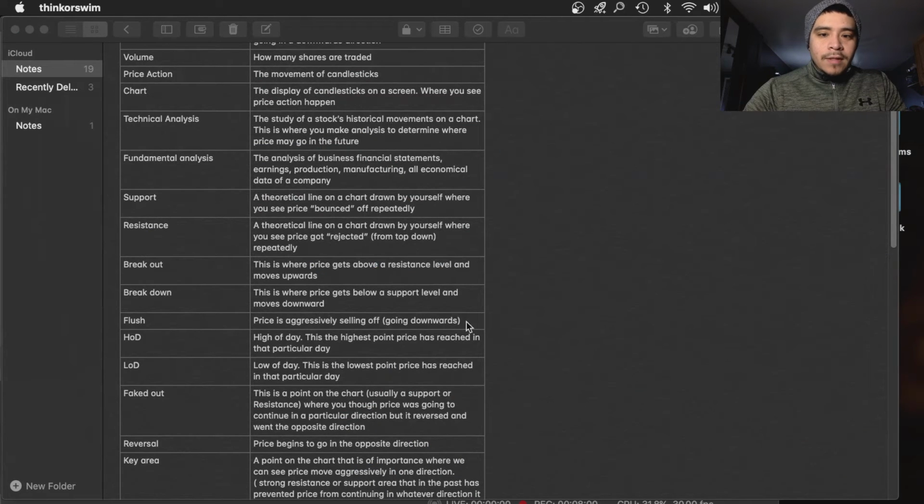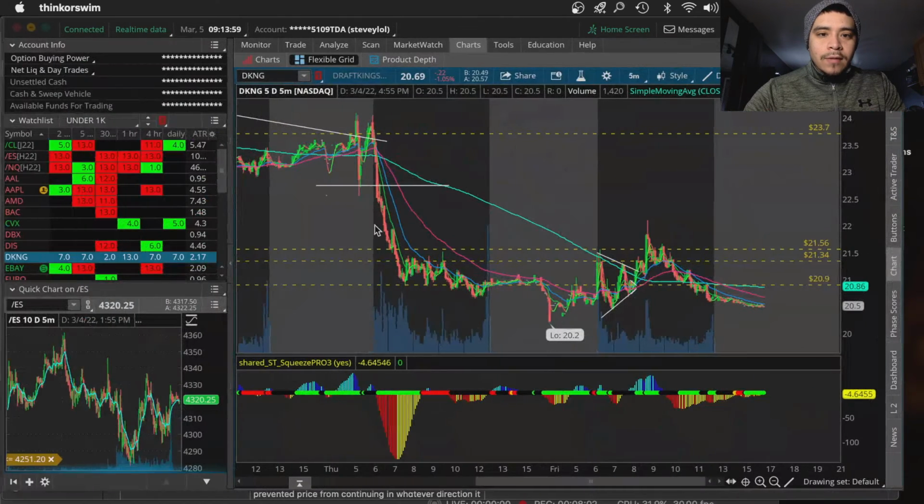Flush: price aggressively selling off, so it's the same thing as what you saw there. It flushed below this 2270, kept going down. Or mooning, you would think the opposite, it's going up.